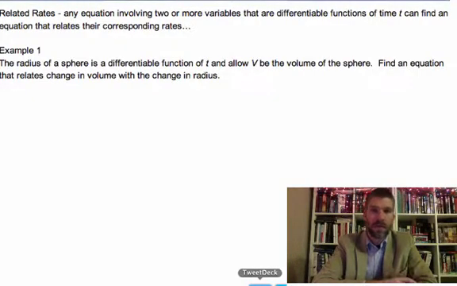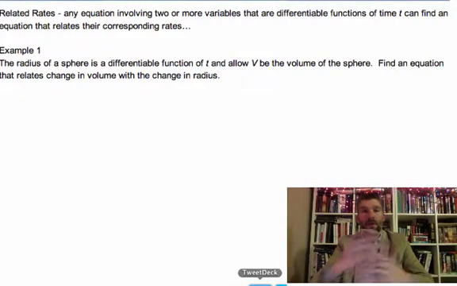So this first one is a little softball to lob at you to see if you can get everything figured out and see what we're going to do. But the critical thing here: create a problem, create a model, determine your equation, and differentiate, or take the derivative of both sides. Okay, so let's just start with what we've got.